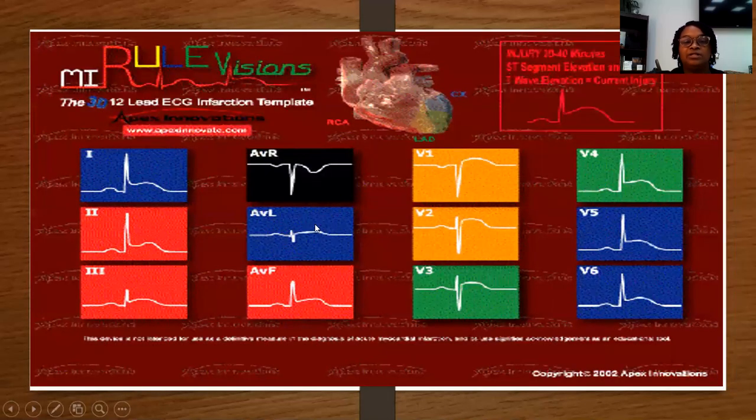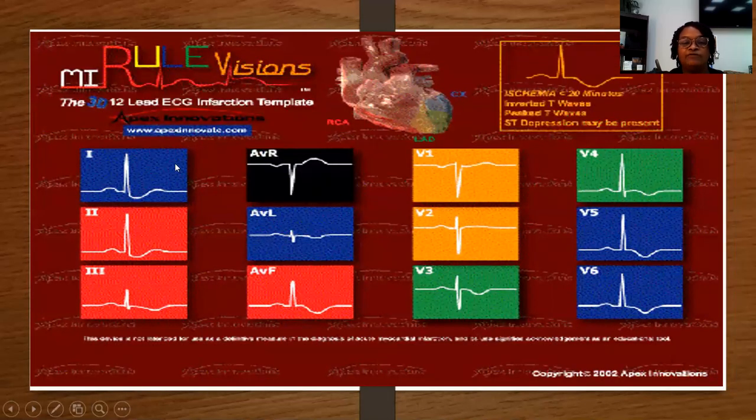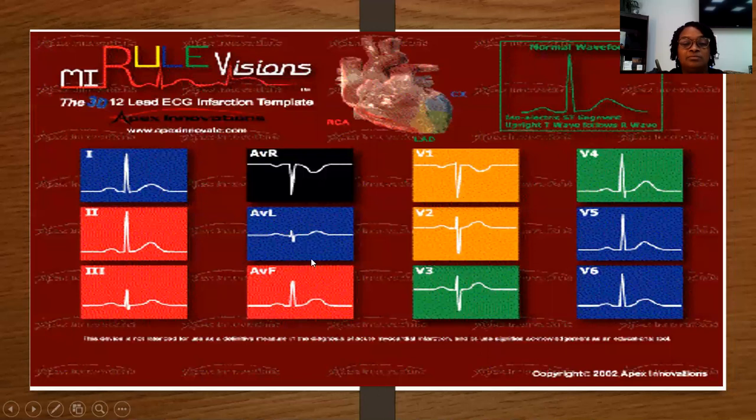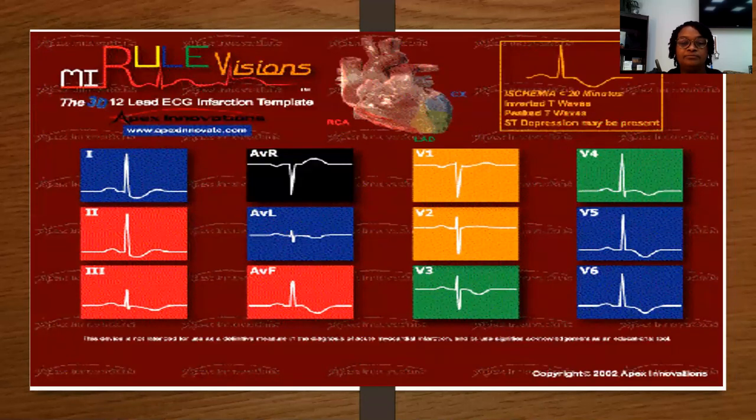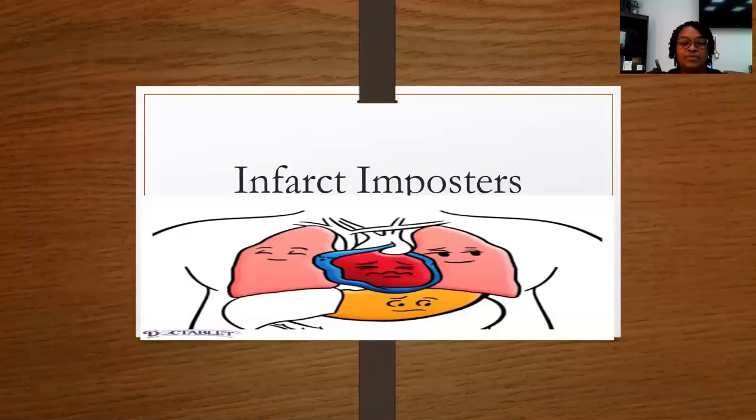Now here's a neat little illustration of your different leads with your PQRST, showing your normal, ischemia and your ST elevation. Okay, now who wants to act like a MI? Well, there are such things as infarct imposters, okay?